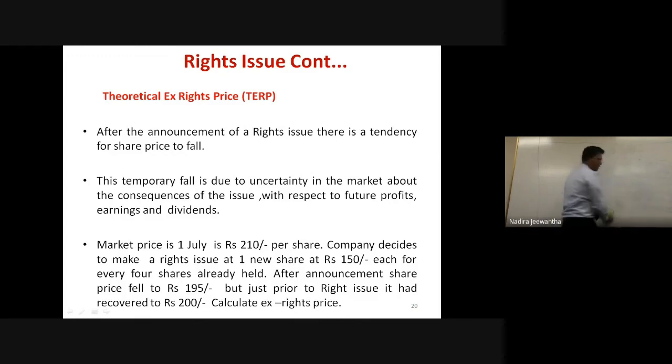Right issue price is 150. One new share at what price? 150. Every 4 shares already held. After the announcement, the share price fell to 195. But you always take the price just prior to the right issue. It has recovered to 200.